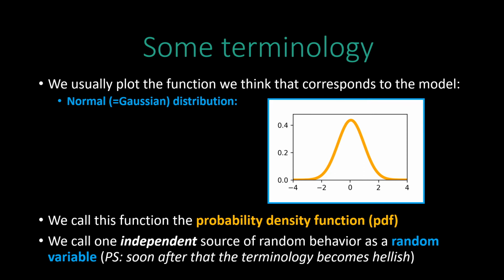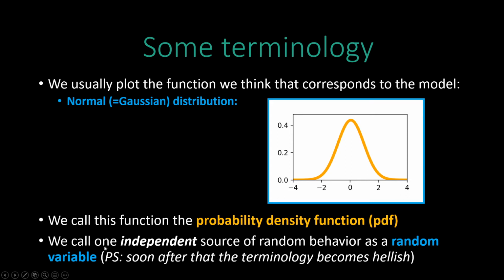So maybe to return slightly to the term here, which is important, that is the probability density function, and that is the way we visualize the probability function that we are using. So it's the way we have shown here the orange line. Okay, so what that means exactly, how to read it, we will look into that in the next few slides.